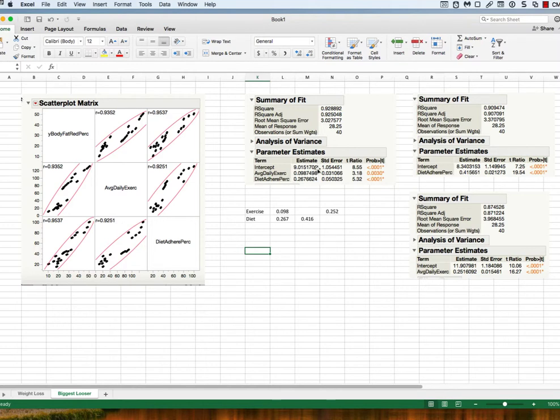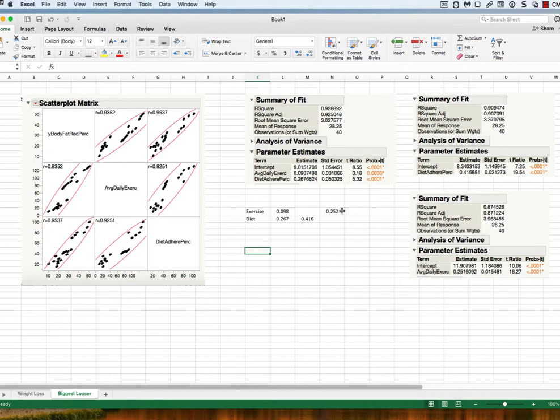So here's when I put both exercise and diet in the model. You can see these coefficients, and I've just copied them down here. And then when I dropped exercise, you can see that diet grew a lot. And then if I took diet out and just left exercise in, then exercise grew a lot.